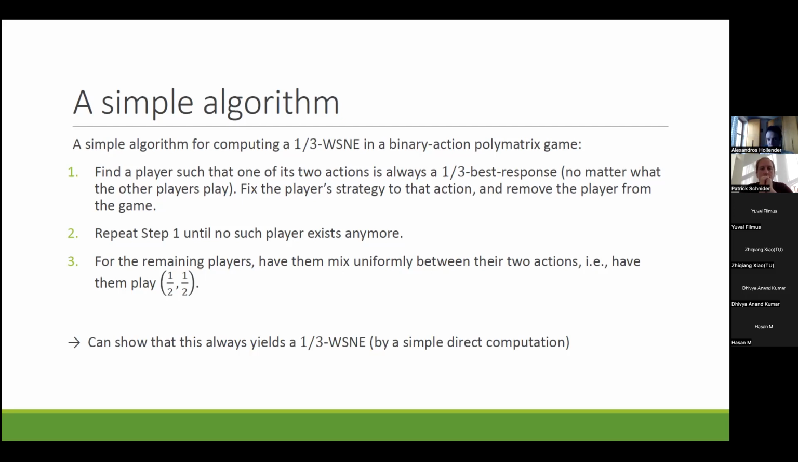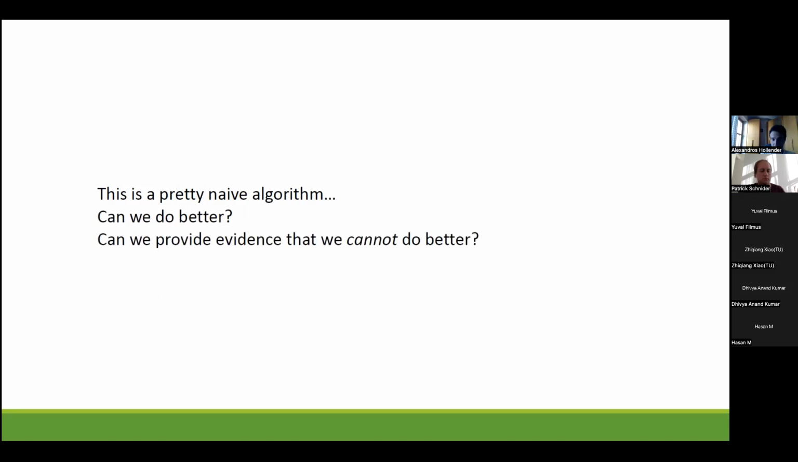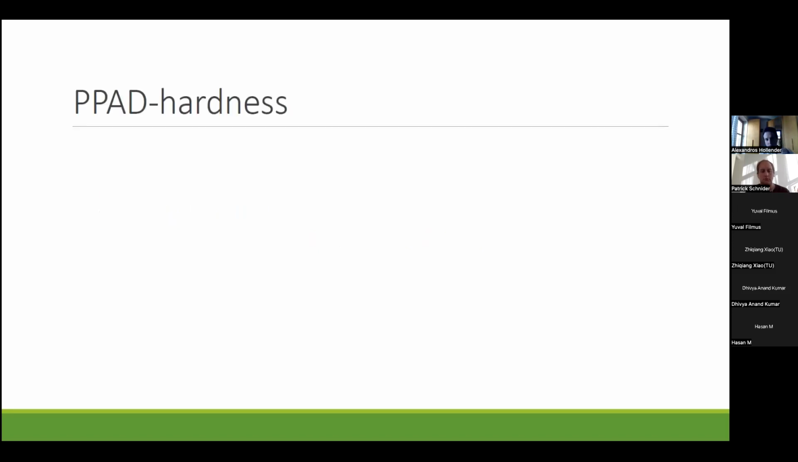I would say it's one of the very natural things to try out when you first see this problem. And the obvious question is, can you do better than this pretty naive algorithm? And if not, can you provide some evidence that there's a reason why we cannot do better? Here, because the problem of computing a Nash equilibrium is in PPAD, we cannot go showing NP-hardness, so we have to stick with PPAD-hardness.